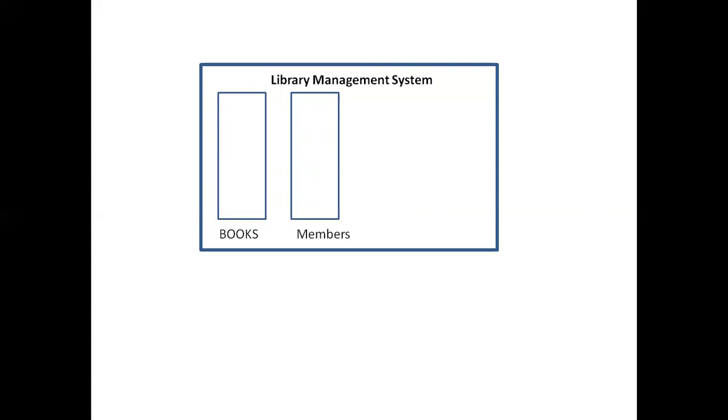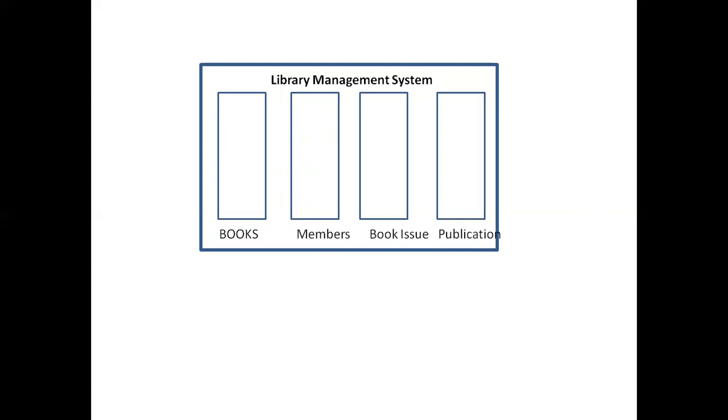Then how can we manage these books? So we require another table, that is the book issue table, and a publication table. We can also create a new table, that is the publication table, in which we can enter the details of the publications from which particular books come.